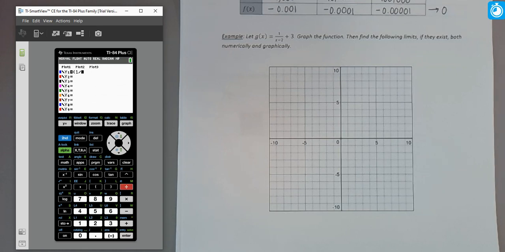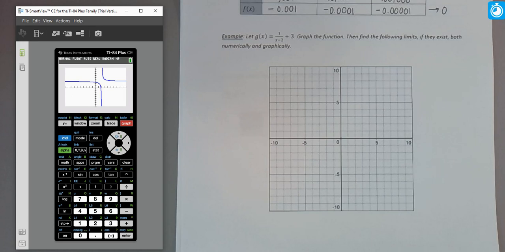So 1 divided by, and here we're going to have nested parentheses. So that one set of parentheses inside for the denominator, and then close your parentheses to indicate that this whole term, we're then adding 3 to that. Okay, let's graph it. Let's see what that looks like.